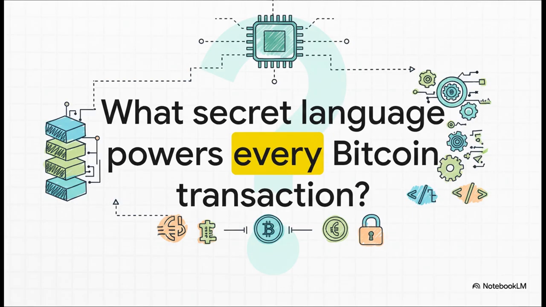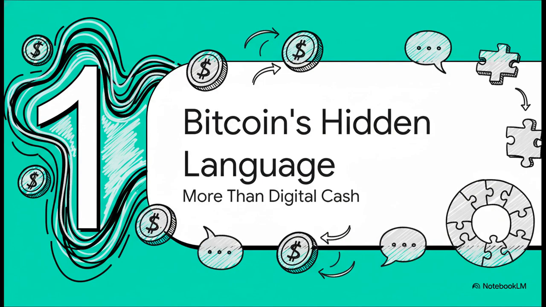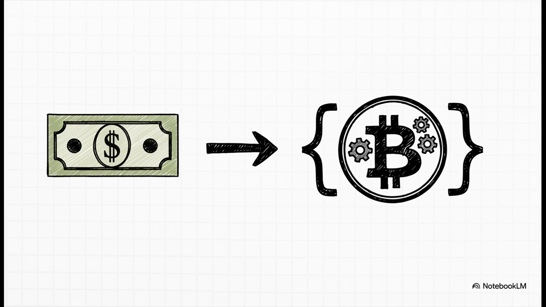So what's this hidden engine all about? Well, to really get it, we've got to kind of shift how we think about Bitcoin itself. See, here's the key thing you need to understand. Bitcoin isn't just digital cash. Not really. It's a system that's all governed by programmable rules for spending.